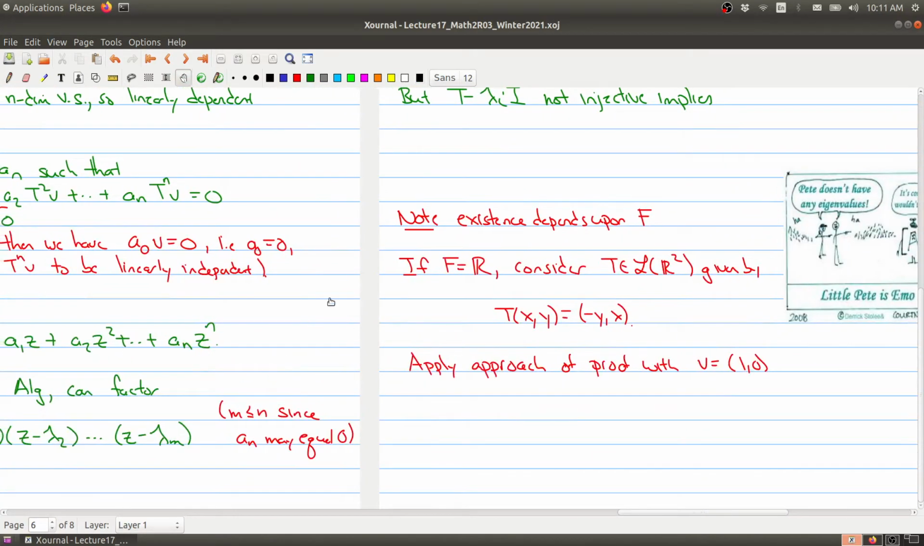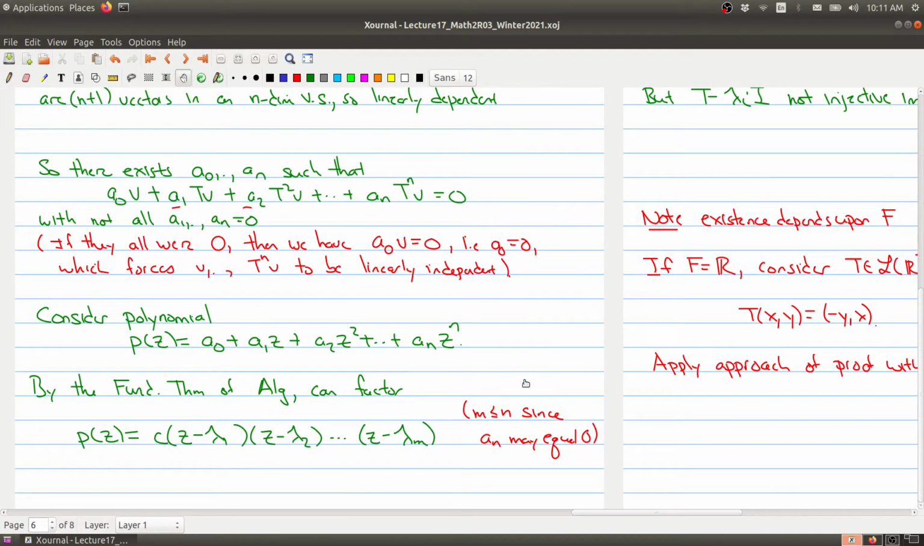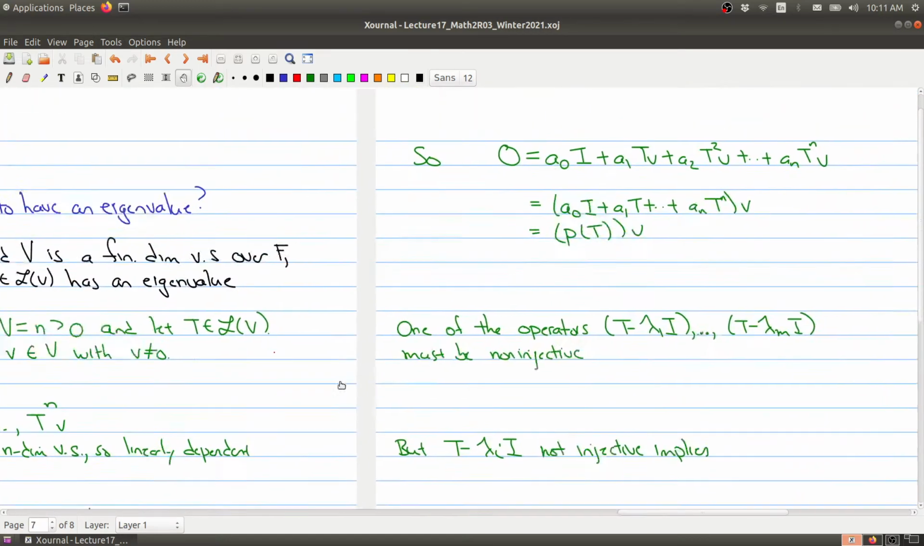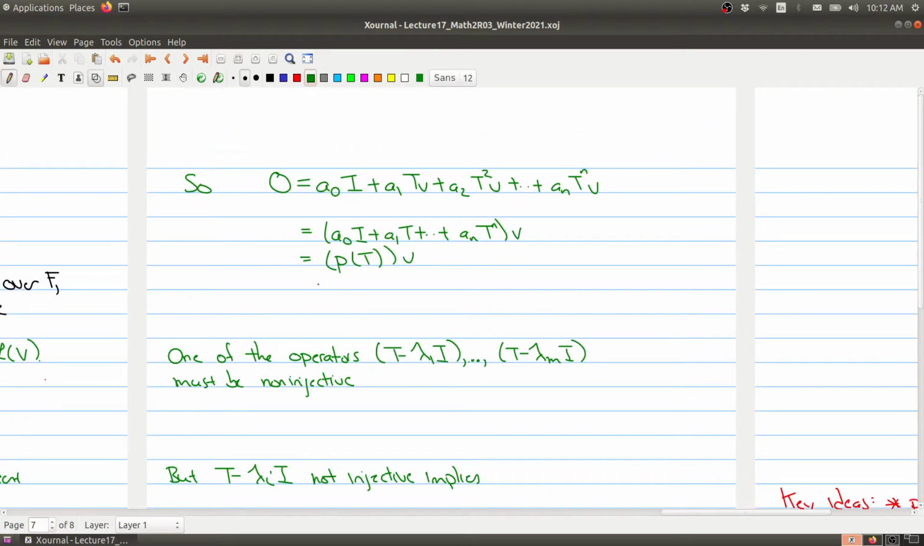Let's call this, I do have it right here. This is the same thing as that. But this is the exact same thing as the operator that you get by the factoring, right? So (T - λ1 I)(T - λ2 I) all the way up to (T - λm I) v. Okay, so we have some constant and then this linear operator that's been factored. Sometimes we've factored the linear operator into all of these other linear operators.